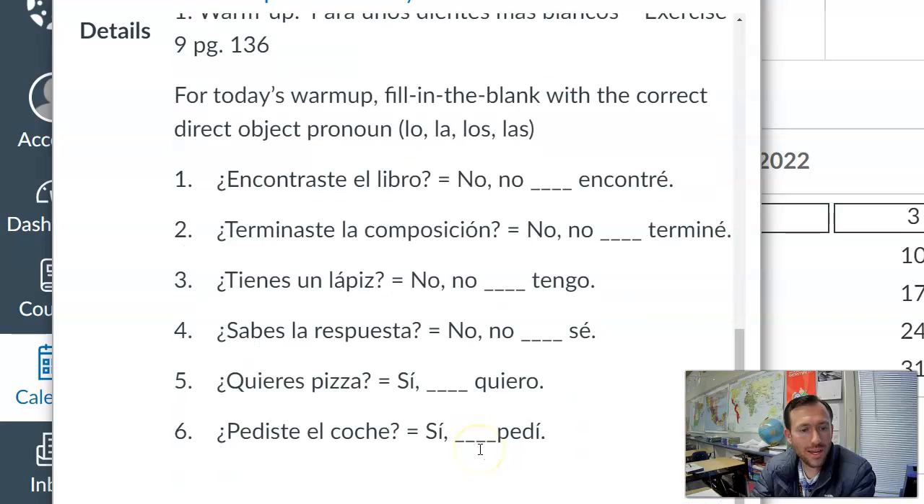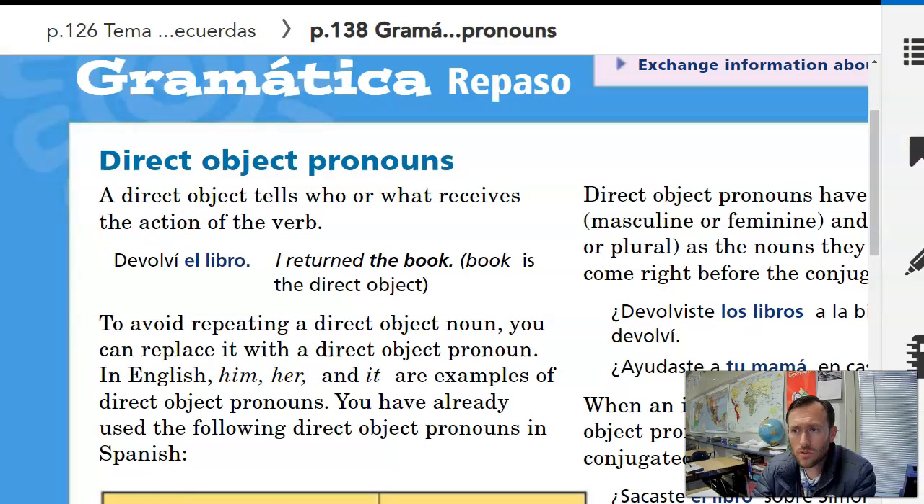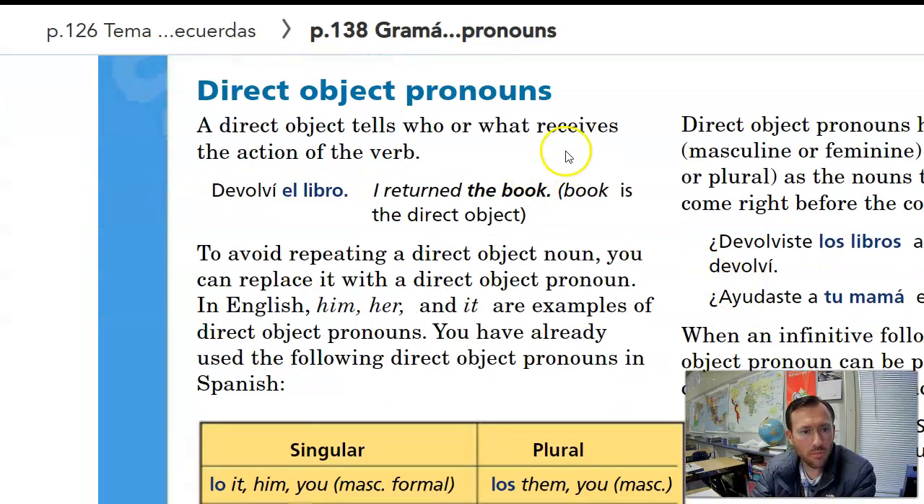Your warm-up for today is a fill-in-the-blank warm-up, filling in the blank with the correct direct object pronouns: lo, la, los, or las. Using the notes from last class on direct object pronouns, a direct object tells who or what receives the action of the verb, to listen to what, to read what, to eat what. That what is what we call a direct object, and to avoid repeating a direct object noun, you can replace it with what's called a direct object pronoun.